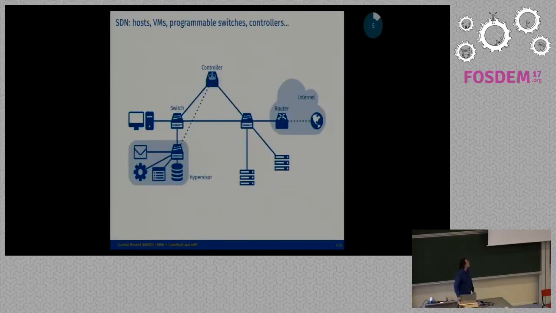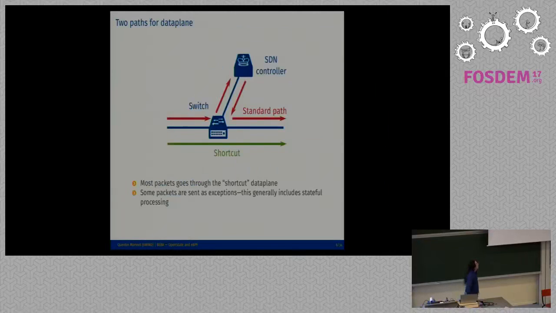Just before we get to the technical details, we are working in software-defined networks, so we have physical hosts, virtual machines, programmable switches and controllers. Controllers are used to configure the switches in a centralized way. Regarding the data path, we have two paths for data. This is a kind of shortcut when all packets are processed by the programmable switch. And packets that require more processing operations are usually raised as exceptions and sent to the controller. This is the case for every packet belonging to stateful flows.